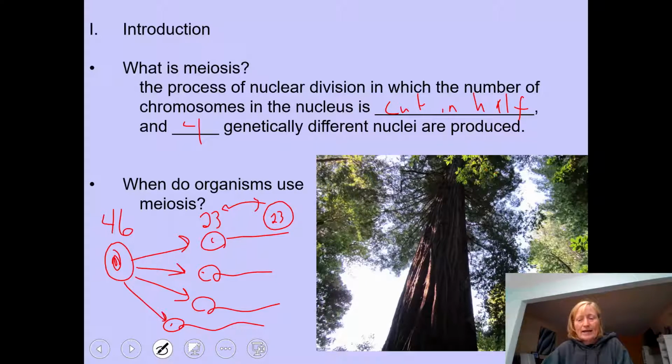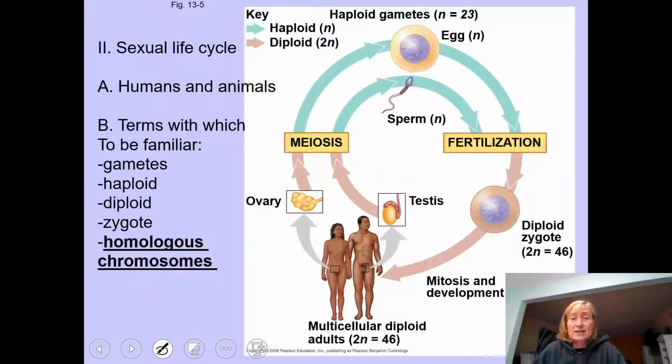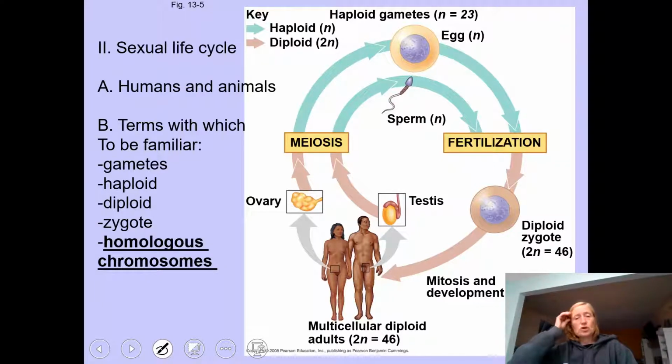And let's take a look at some language that we're going to need to understand meiosis. This is a picture of the sexual life cycle, and this one is of humans, but also in animals as well. And I want you to be familiar with a bunch of terms. The first thing we're going to look at, we'll start here with these adults. So we've got adults that are multicellular, absolutely. And we say we're diploid. What does that even mean? It has to do with our chromosome number.